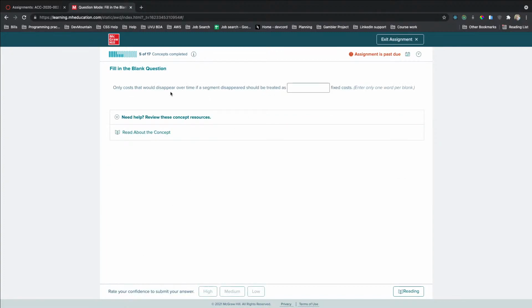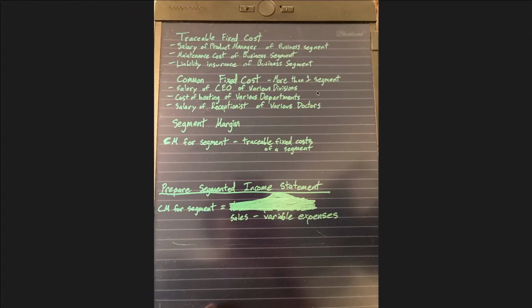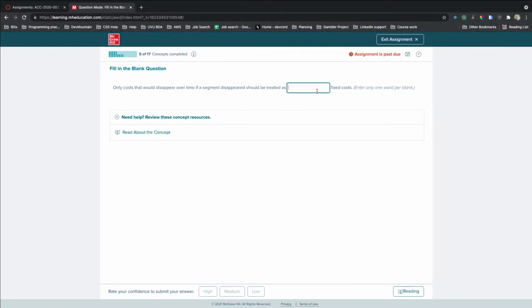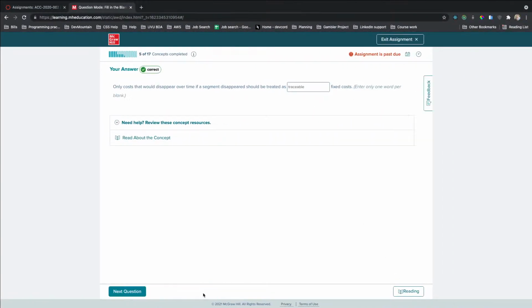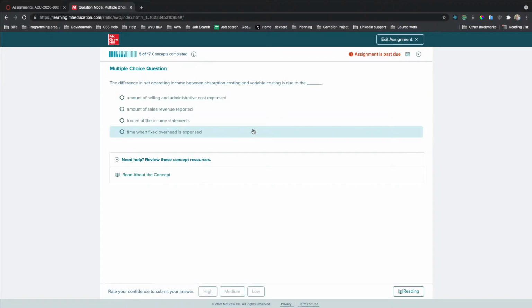Only costs that would disappear over time if a segment disappeared should be treated as a, what is it called? A fixed traceable. The difference in net operating income between absorption costing and variable costing is due to the manufacturing overhead, specifically the indirect materials.